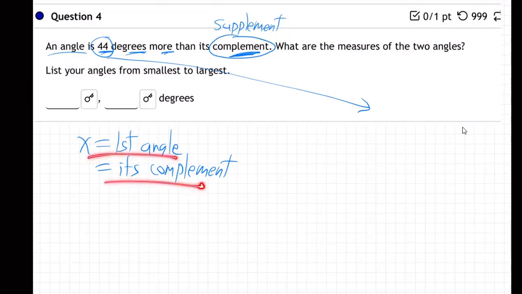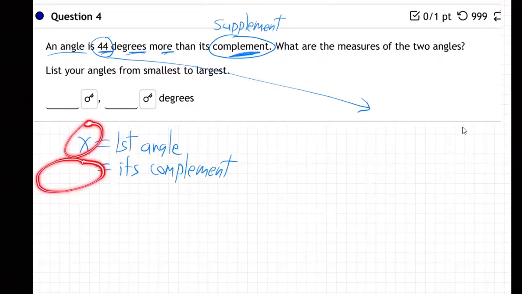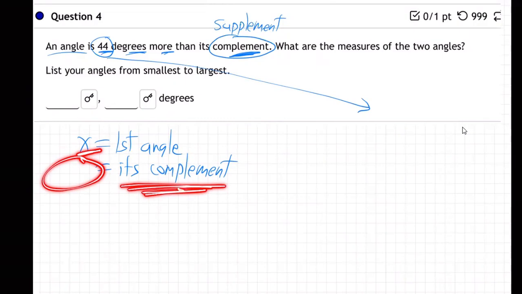Just forget about the 44 for right now, and just think, okay, how do you have a formula for an angle? That's just x. And then what's the formula if x is the first angle? What's the formula going to be for its complement, the angle that it's complementary with? And you might have supplementary. Either way, how do we do that?